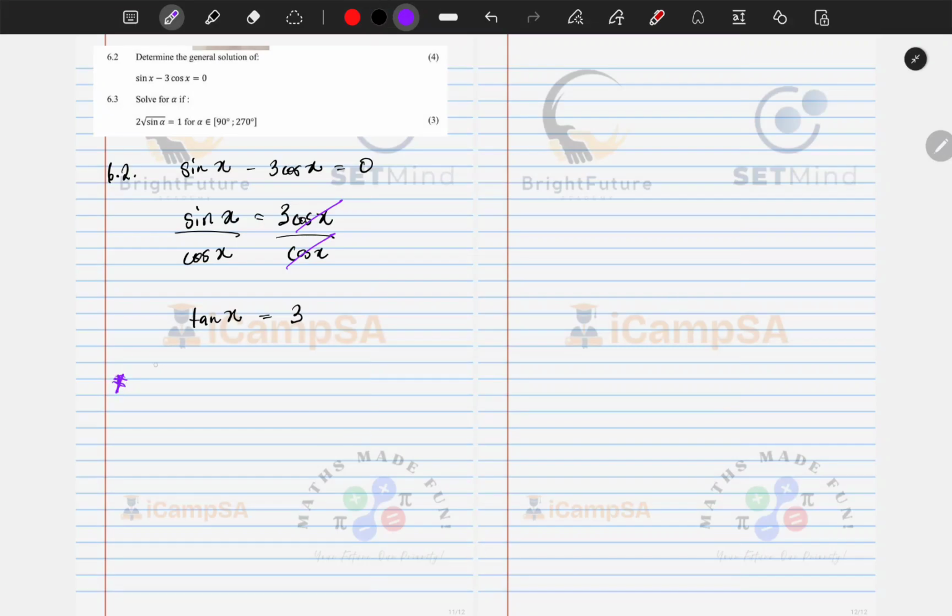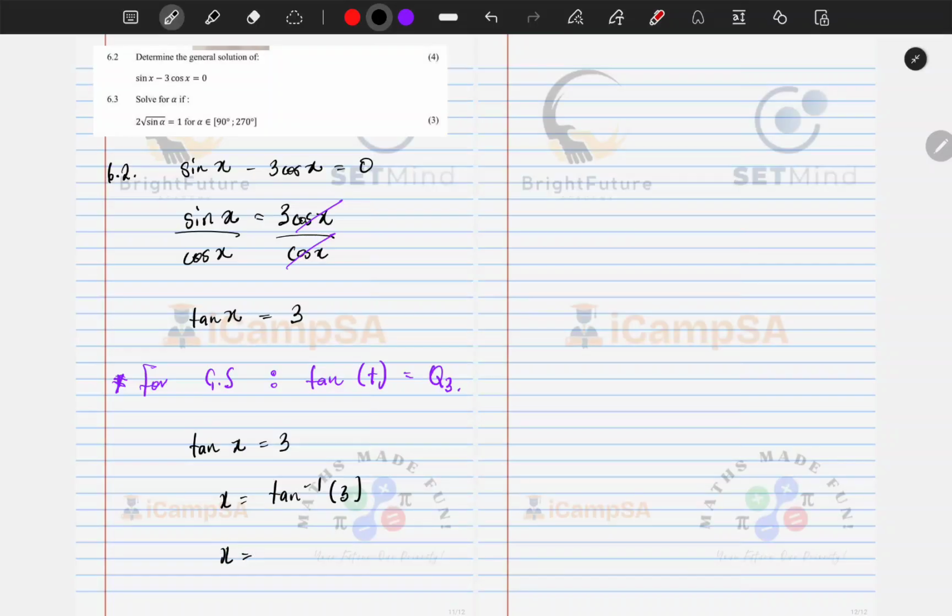So for my general solution, I will look at where tan is positive, and tan is positive in quadrant 3, right? But for me to get there, I need to find the reference angle. So I'm going to say tan x is equals to 3. Then x is going to be equals to my tan inverse of 3. And then from here, you can just punch your calculator.